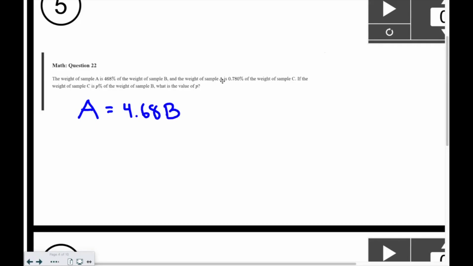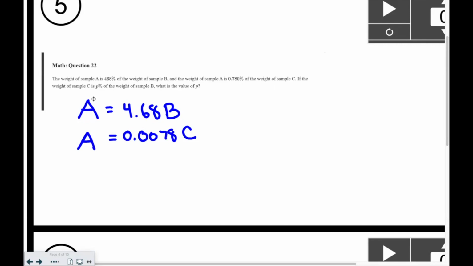Then the weight of sample A is now 0.78% of C. Now we got to be careful with this. When we go from percentages to decimal form, even though this has a decimal in it, it's still in percentage form. You have to divide by 100. So that is 0.0078C. So these are the two equations that the first sentence gives me.